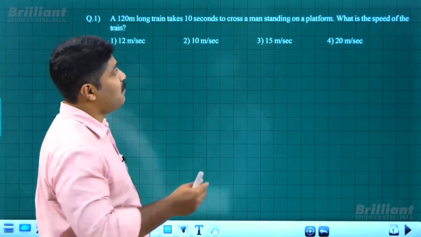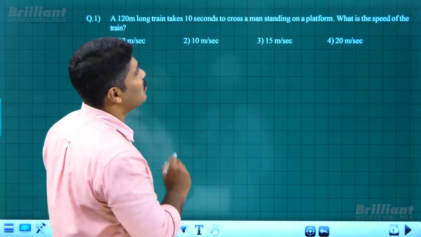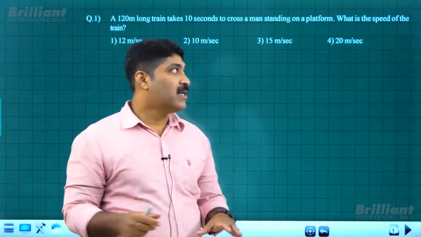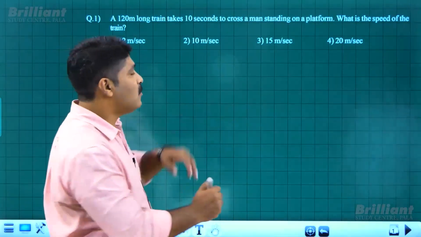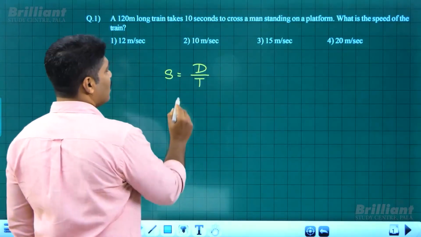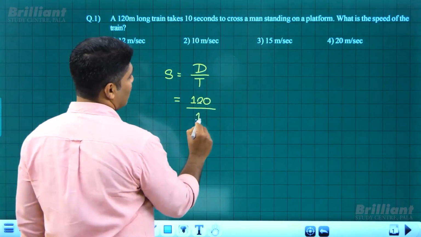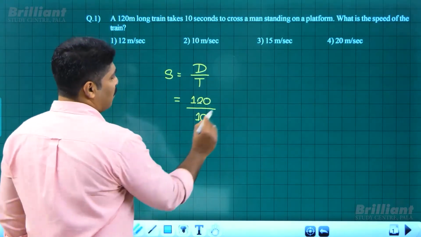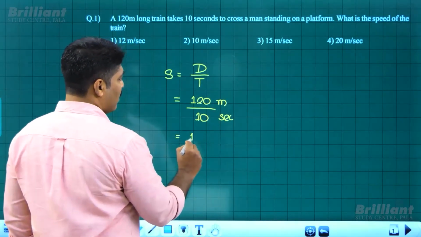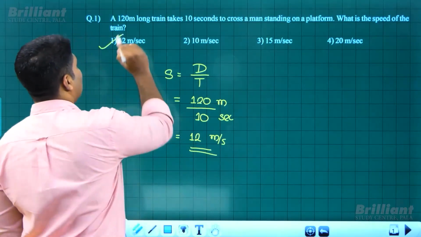It's a quite familiar question from the topic time and distance. Here a 120-meter long train takes 10 seconds to cross a man standing on the platform. That means the man is a stationary object, only the train is traveling. What is speed? Usually we know that speed is nothing but distance by time. So here what's the distance? Here distance is 120 meter, and the time is 10 seconds. Therefore we can conclude this as 12 meters per second. So the answer is option 1.